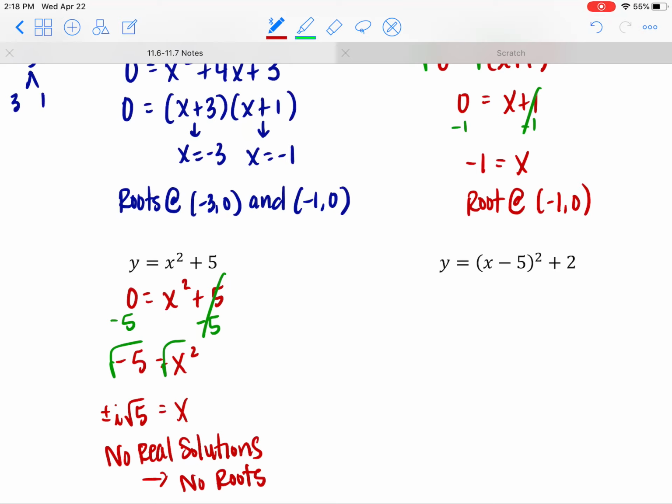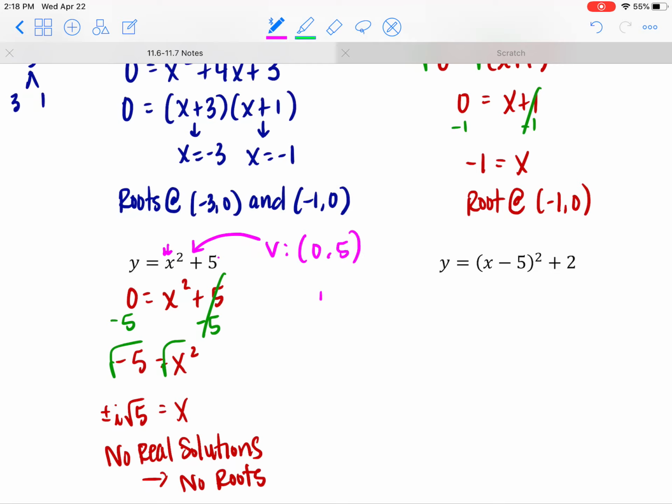That means if we have no real solutions, that means we have no roots, no x-intercepts. This graph's not going to cross the x-axis. So we still get solutions, but those imaginary solutions mean your quadratic function won't touch the x-axis.